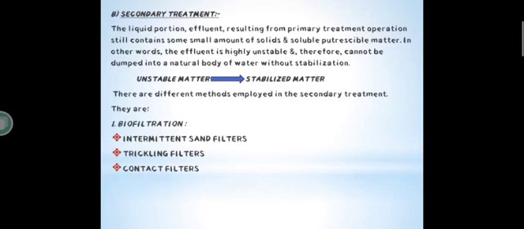There are different methods employed in the secondary treatment. They are biofiltration, and biofiltration is further divided into intermittent sand filters, trickling filters, and contact filters. Now, the aeration by the activated sludge process, and third one is lagoons. Now we will discuss trickling filters.